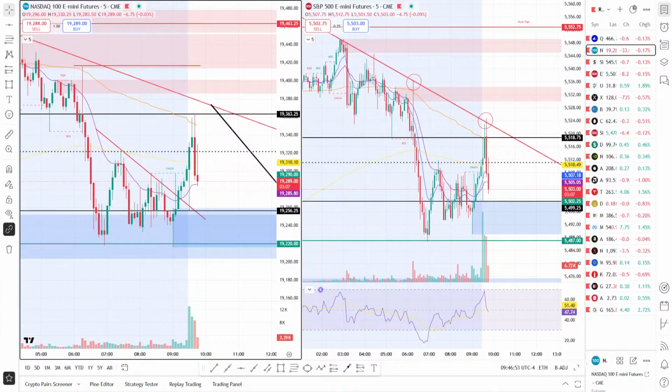There it is. Sellers flip the switch. Coming down, baby. Let's go. That's what we do. We stay patient, we wait for our setup, and we execute.